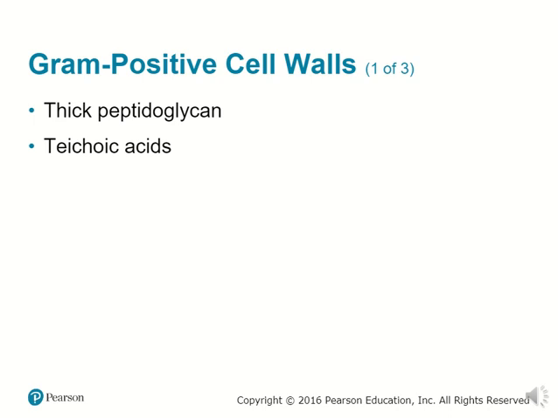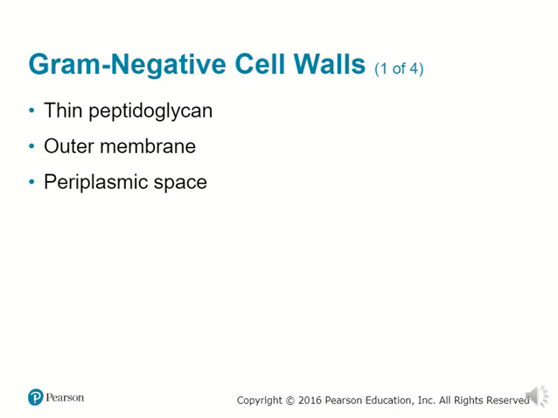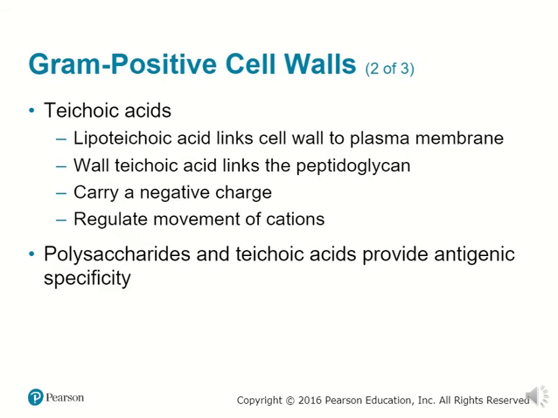Now, gram-positive cell walls are characterized by a thick peptidoglycan cell wall, as well as teichoic acids. Gram-negative cell walls will have a much thinner peptidoglycan cell wall. They'll have an outer membrane as well to substitute for the lack of a thick cell wall, and they'll have a periplasmic space between the outer cell membrane and inner cell membrane.